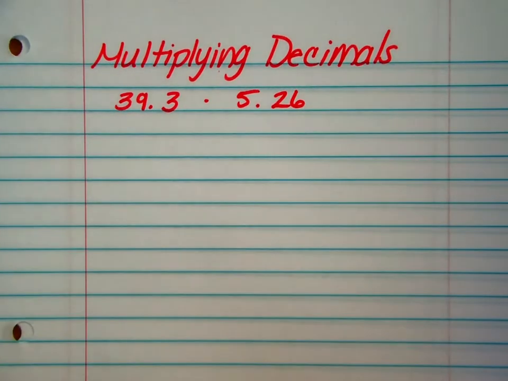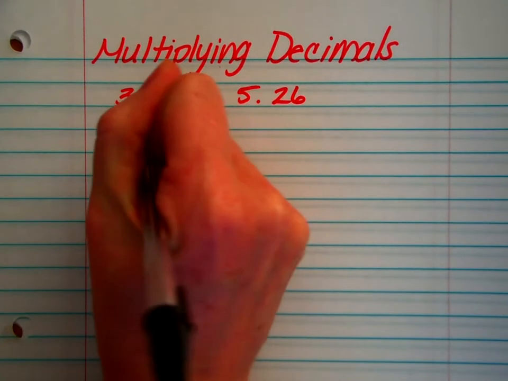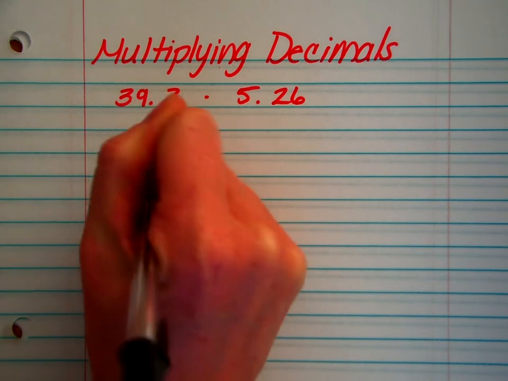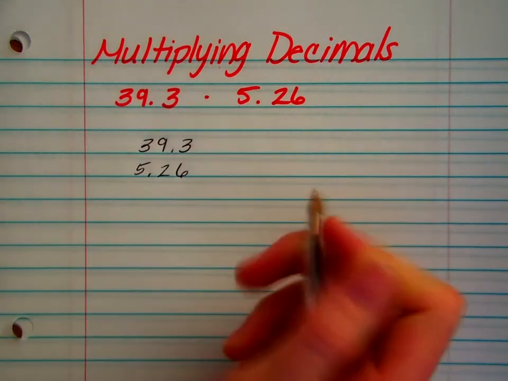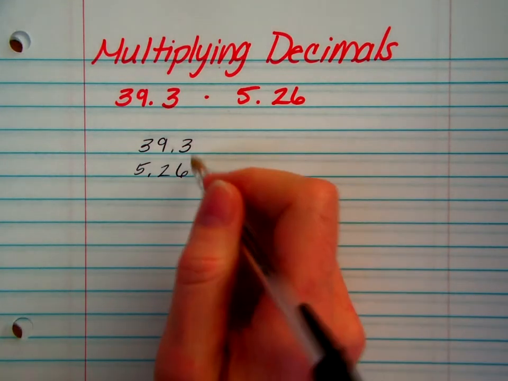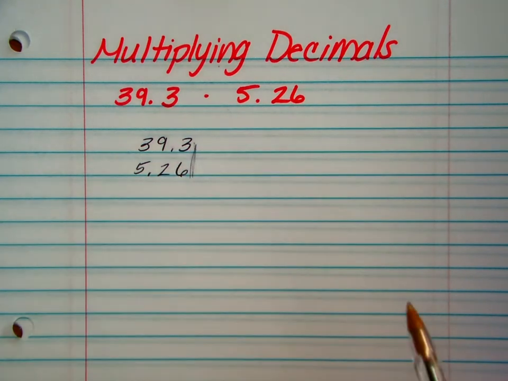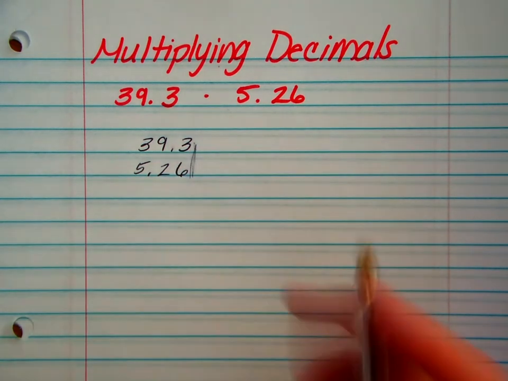We don't want to multiply by decimals. We want to get them to look like whole numbers. So I'm going to start with 39.3 times 5.26. Remember, when you multiply and divide, decimals slide. So you just want everybody lined up to the edge. You do not need to stack your decimal points.